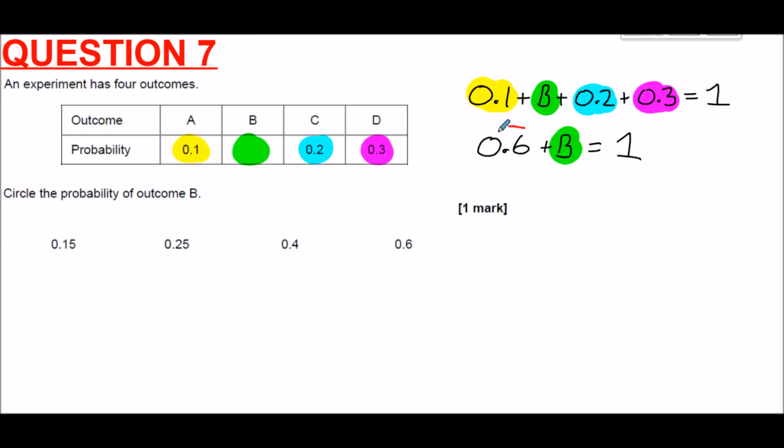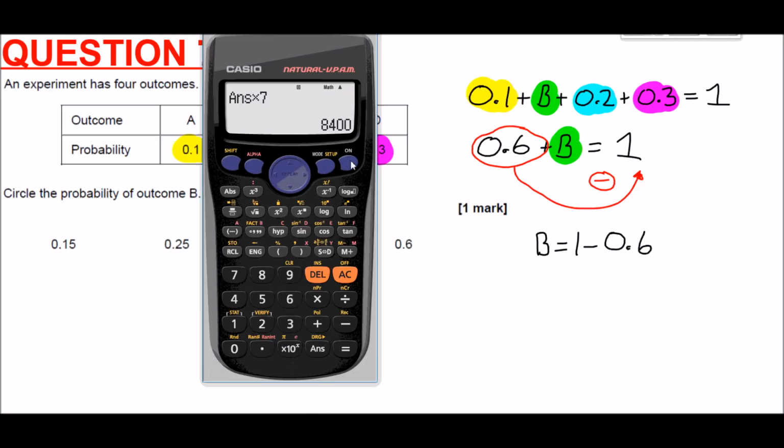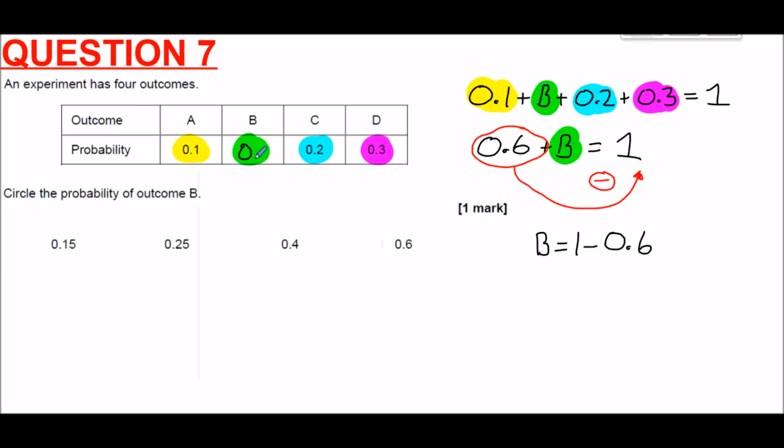What we can do though is to have B on its own. We can swap this 0.6 to the other side of the equation, and if we swap sides, we swap the sign. In this case, the plus becomes a minus. And so B is just 1 take away 0.6. Use your calculator if in doubt. And we get 0.4. So the probability of outcome B is 0.4. That's the one we need to circle. And that's question 7.